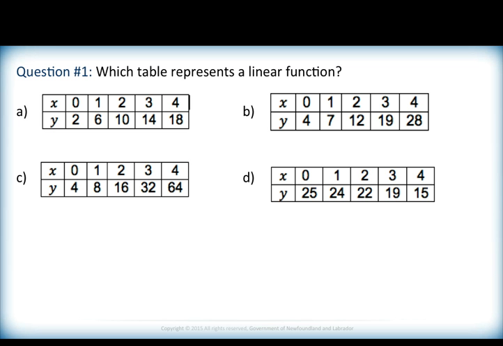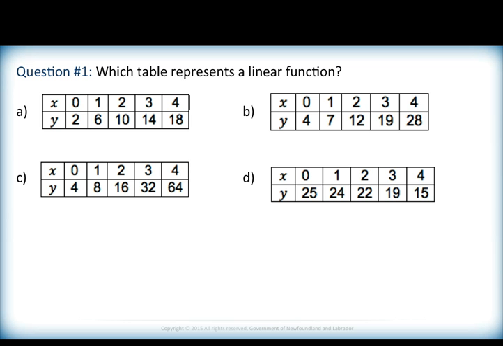In order to determine if a table represents a linear function, we have to see which table has a constant increase or a constant decrease of the y values. So when we look at each table, we're going to look at the difference between each element and see if it's constant, and if it is a linear function. If it's not, therefore we can say it is not an option for this question.